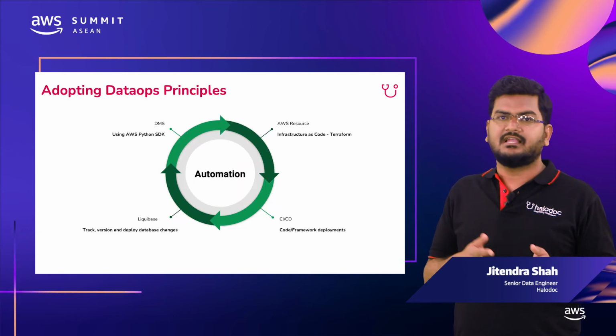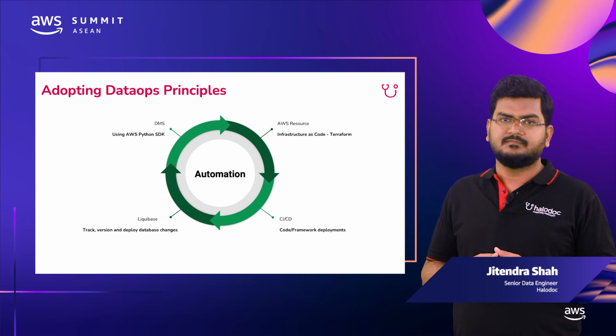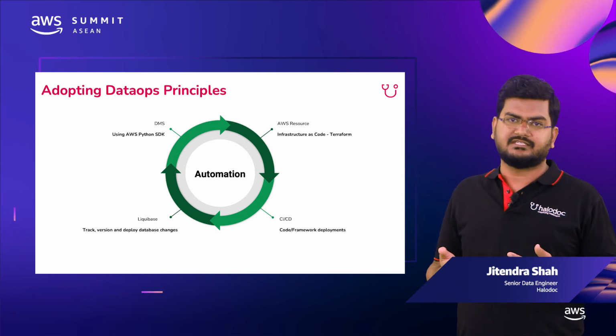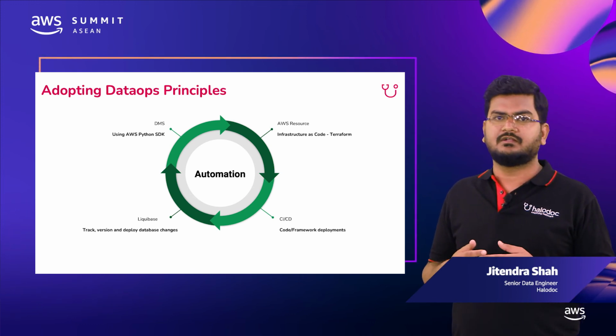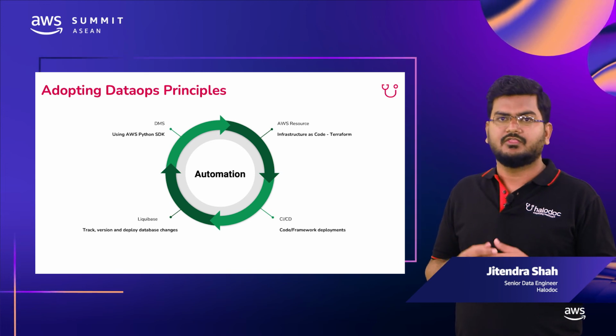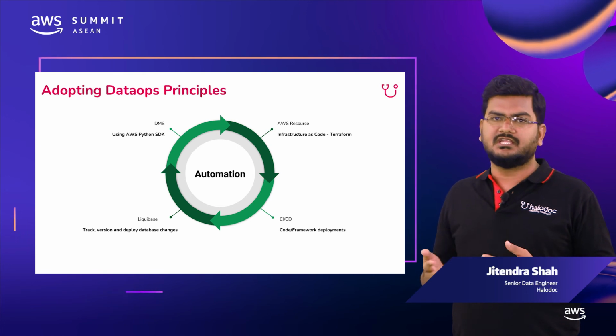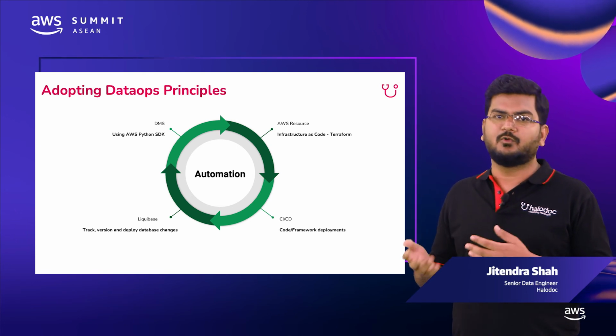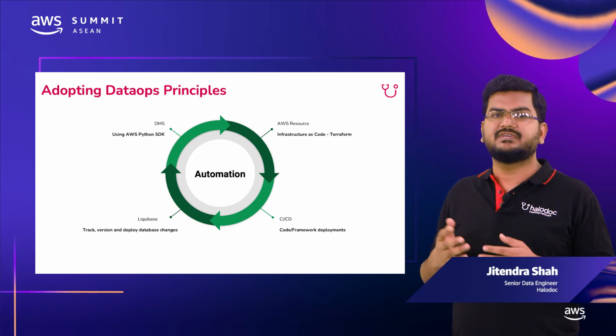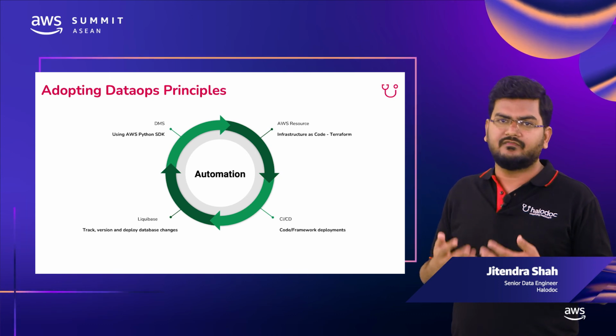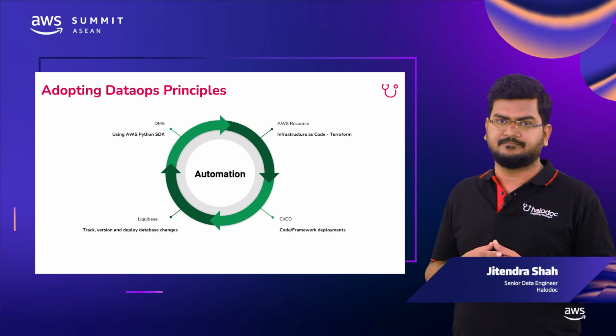DataOps combines Agile and DevOps best practices. In Data Platform 2.0, we used IaC, Infrastructure as Code, to provision all our AWS resources. The code changes are deployed using CI/CD. Further, we introduced Liquibase to track, version, and deploy database changes. These best practices helped in reducing manual effort and also associated human errors.